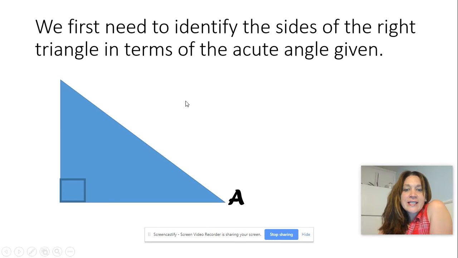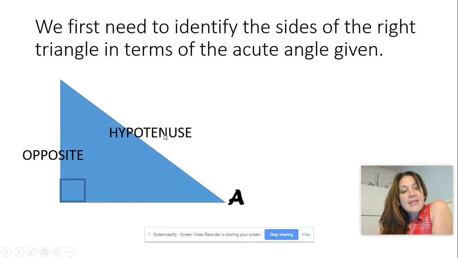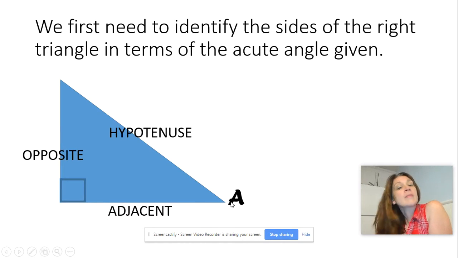First, we need to identify the sides of the right triangle in terms of the acute angle given. So here we have angle A, and right across from this angle, we are going to identify that as our opposite side. And then across from our right angle, we know that that is called the hypotenuse. And then we have one leftover side that we have to identify, and we're always going to call that leftover side the adjacent side. It's adjacent to the angle that's given.